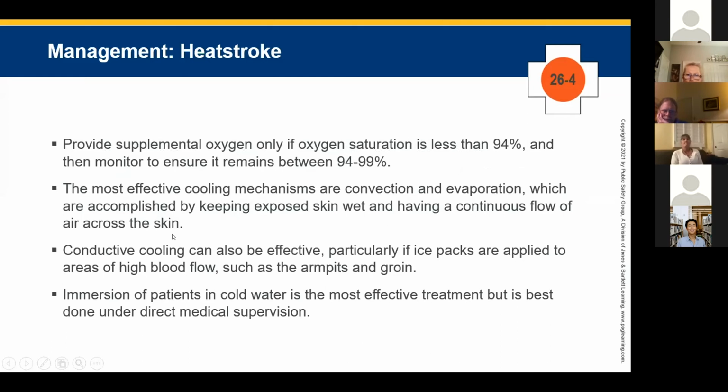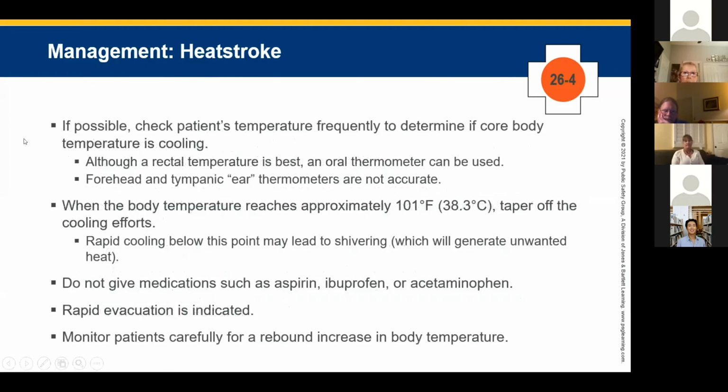O2, which you already know. Let me see. You want to put ice packs in their armpits. Now why would you do that? Cooling. You want to cool the core, right? Cool the blood that's going to the rest of the body. Right, exactly. Yeah, that brain is fried.